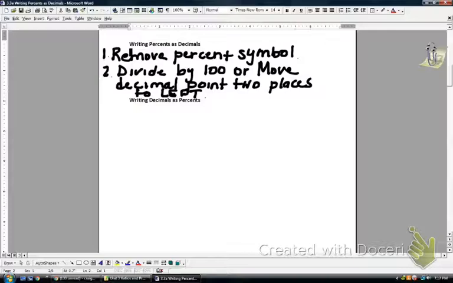Then our next algorithm is writing decimals as percents, and we're going to basically undo that. So instead of dividing, we're going to multiply by 100, or move the decimal point 2 places to the right. Then step number 2 is we're going to place the percent sign back on our answer. So I'll write that down.